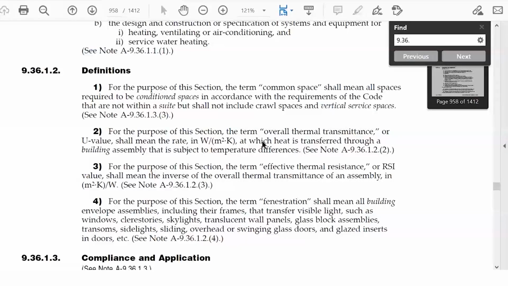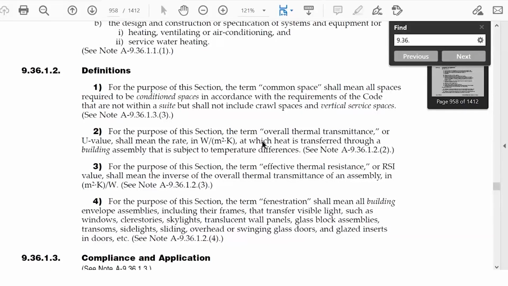Visible, such as windows, clerestories, skylights, translucent wall panels, glass block assemblies, transoms, side lights, sliding overhead or swinging glass doors, and glazed inserts in doors. So maybe if we look up 936.124, we can figure out what clerestories is. Any volunteer to get us that definition of clerestories? Yes, clerestory is the windows below the roof, like higher windows. Oh, okay. Well, thank you for that. You're welcome.